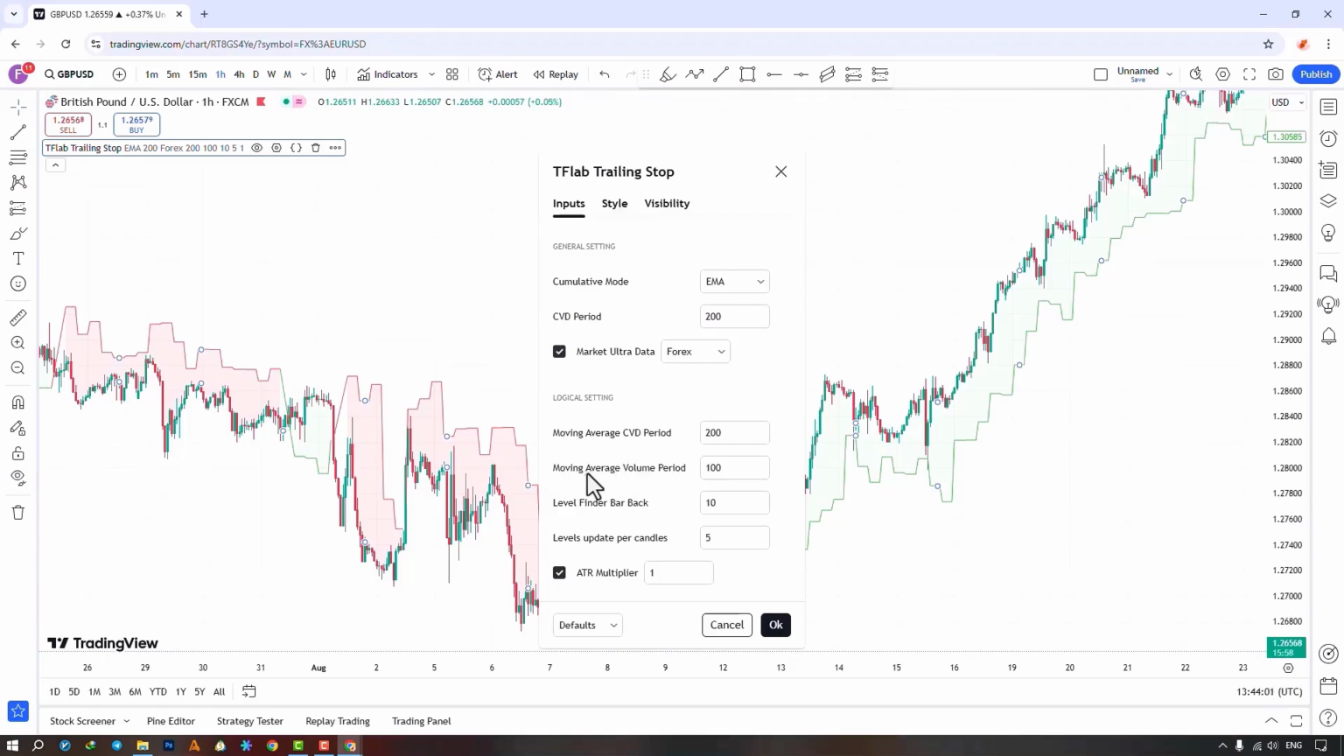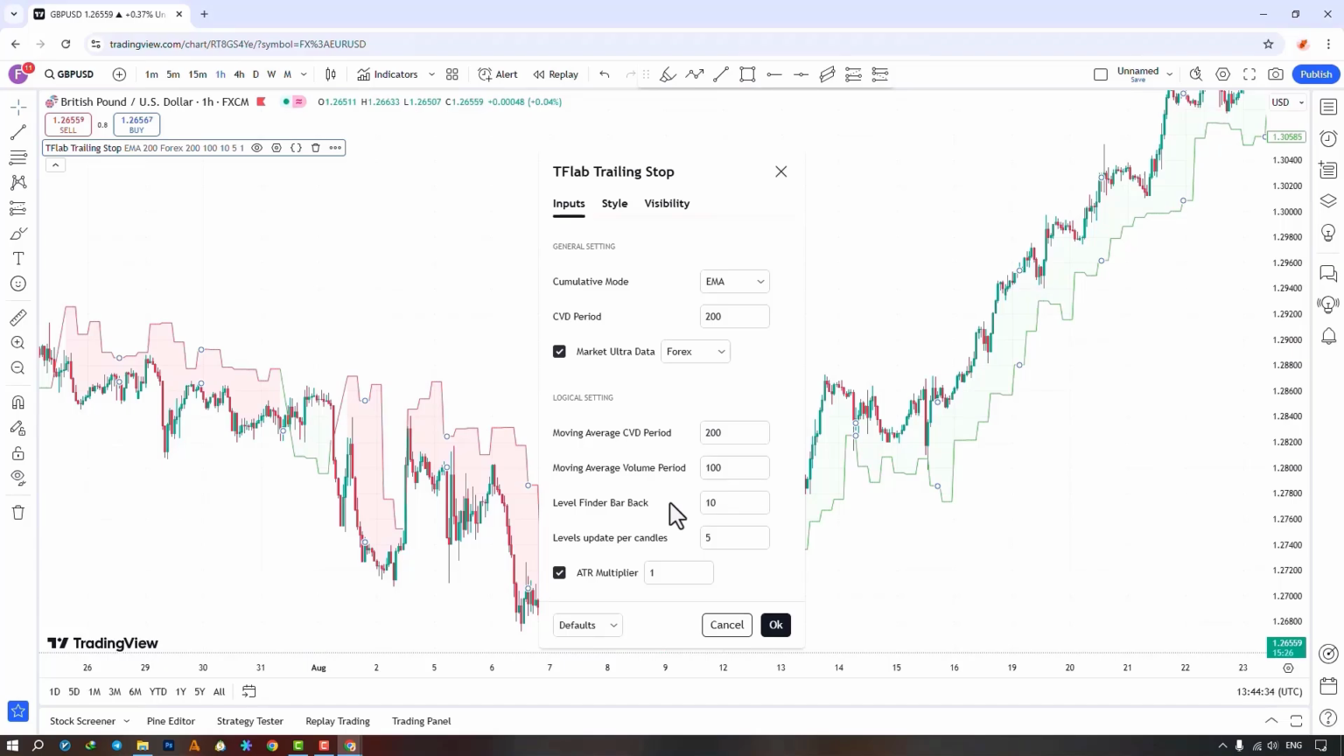The next section is the volume moving average, which has a period of 100, and traders can change these periods. Level Finder defaults to 10, looking back 10 candles. In bullish trends, it uses the highest low, and in bearish trends, the highest high within these candles. The update interval sets how many candles pass.